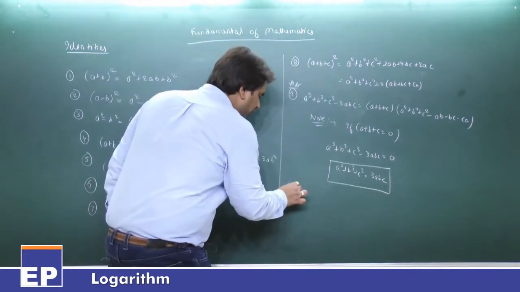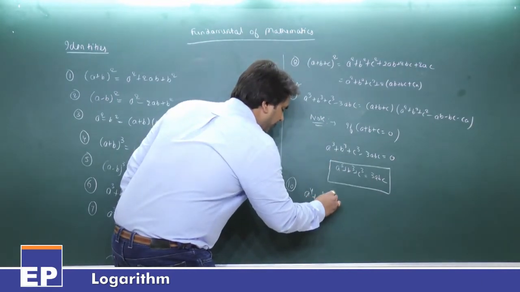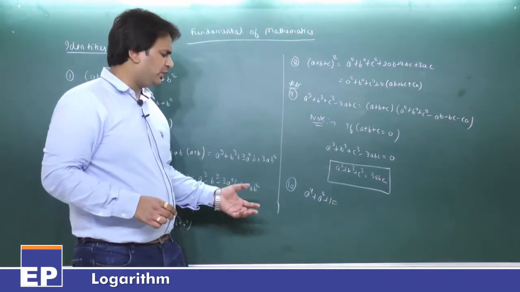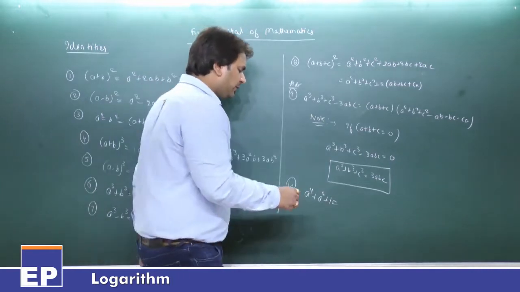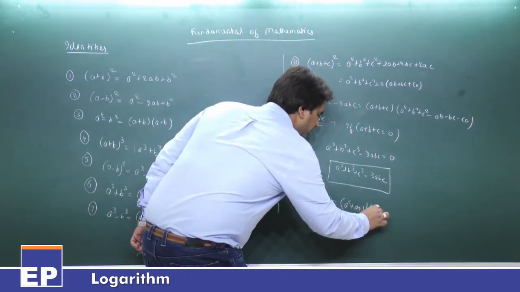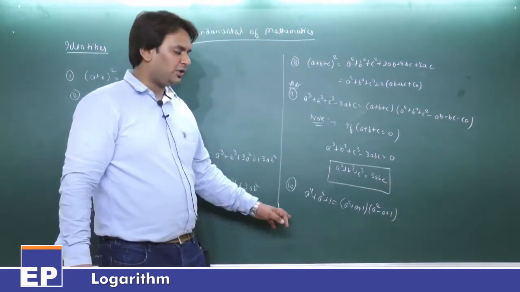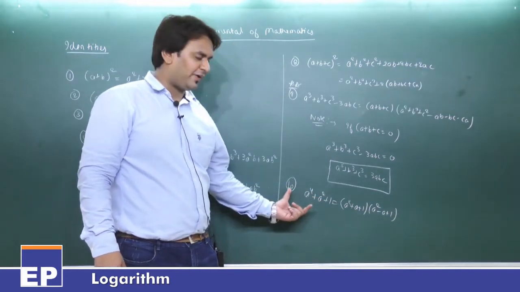Next formula that you have to remember is a to the power 4 plus a square plus 1. Okay, what are the factors of this? You can remember the formula: a to the power 4 plus a square plus 1 will be equal to a square plus a plus 1 into a square minus a plus 1. So these are the factors, because in some questions you will see this type of factorization.